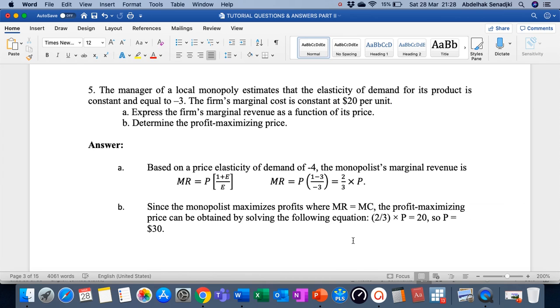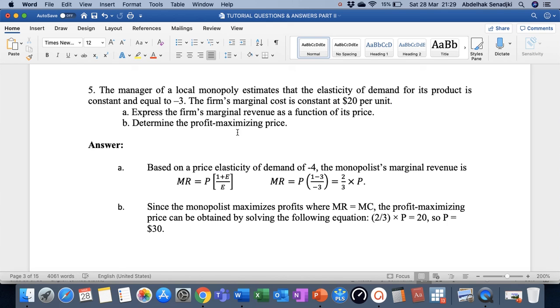This is very easy. If you recall back in your lecture, we say that the marginal revenue is written as MR equals P, correct? Times 1 plus E divided by E. So therefore, the marginal revenue MR equals P times 1 plus E, which is minus 3, divided by minus 3. This equals minus 2 divided by minus 3, which is 2 divided by 3, becoming positive, times P. So marginal revenue equals 2 divided by 3 times the price.